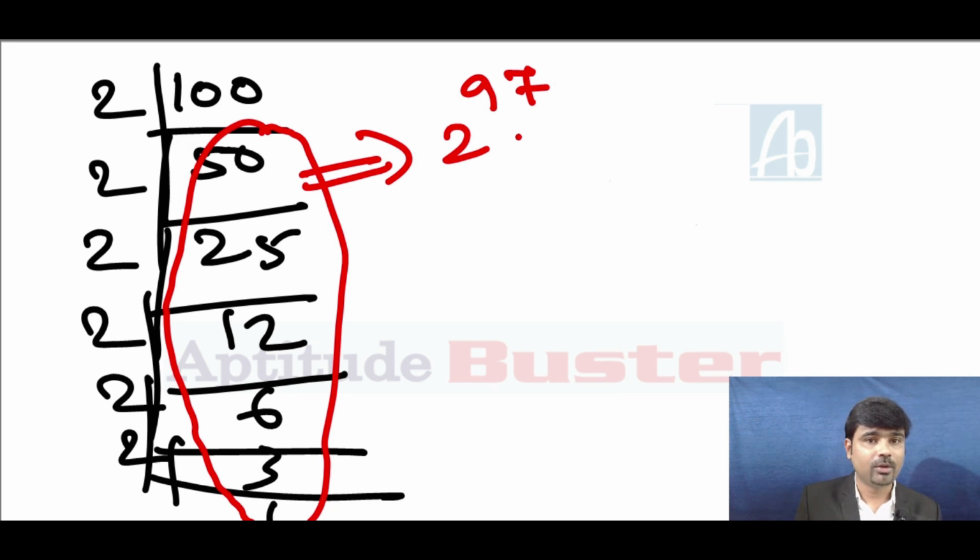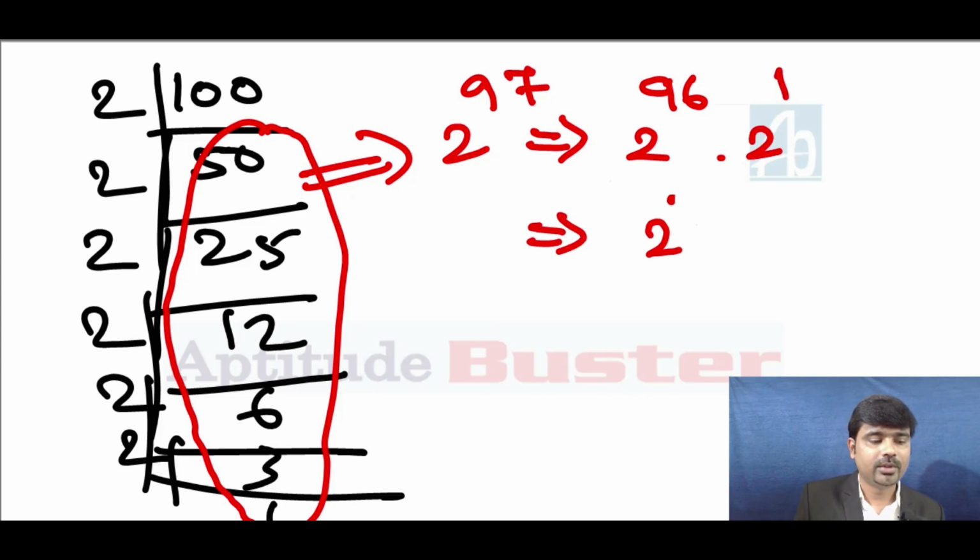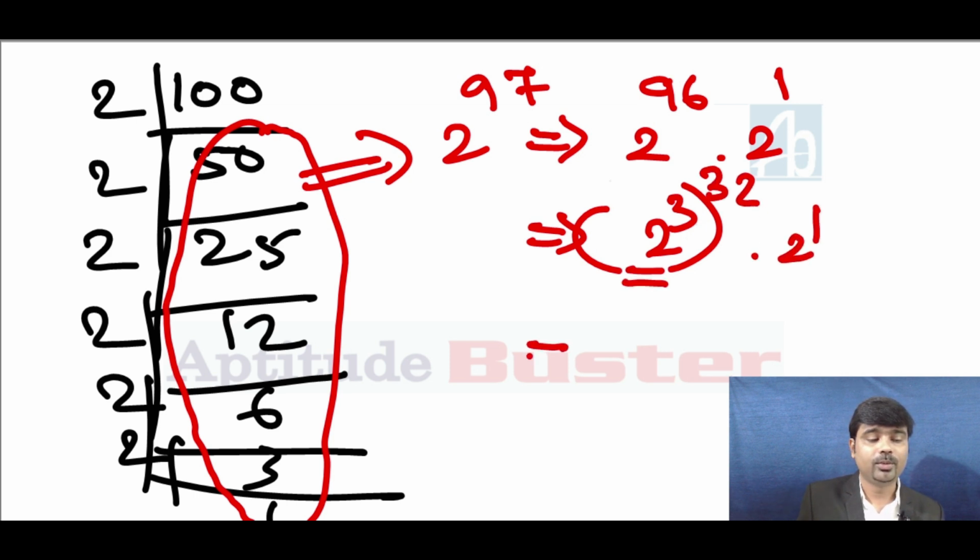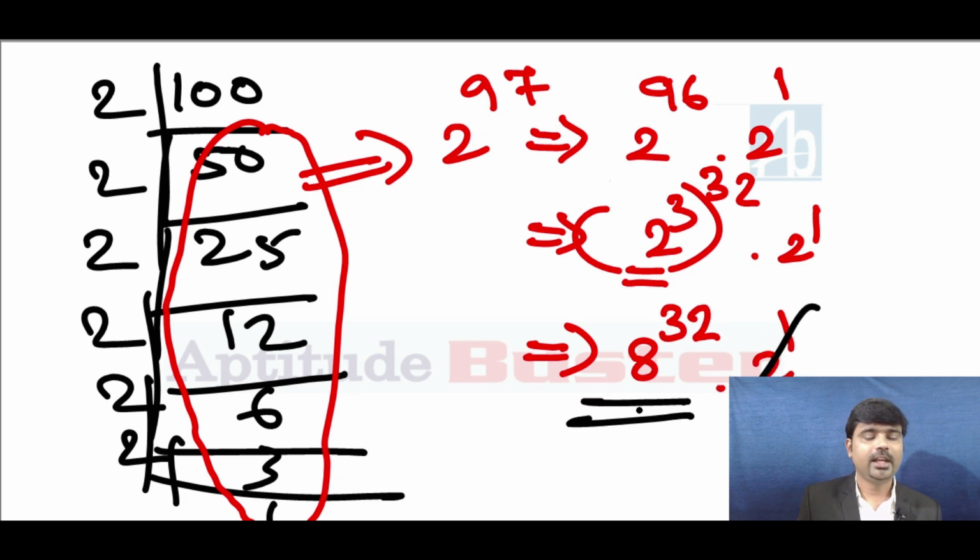So the question is, how many 8s are there? 2 power 97 can be written as 2 power 96 into 2 power 1. 2 power 96 can be written as 2 power 3, whole power 32, into 2 power 1. Now 2 power 3 is 8, so 8 power 32 into 2 power 1. 2 power 1 never gives any more 8s. So the maximum power of 8 in 100 factorial is 32.